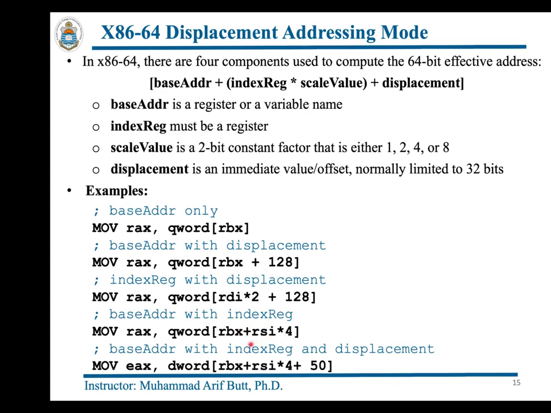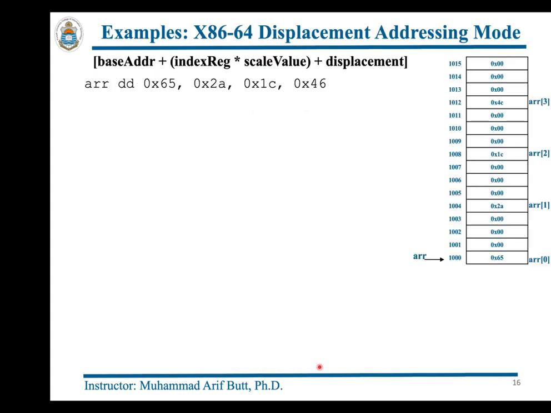And finally, this instruction is an example that uses all the four components to compute the effective address. The base address, which is there in the RBX register, the index register is multiplied with the scale value of 4, and then this is added with the displacement value of 50. Okay, let me further illustrate with the help of an example and see how we can use these addressing modes to access the elements of an array.